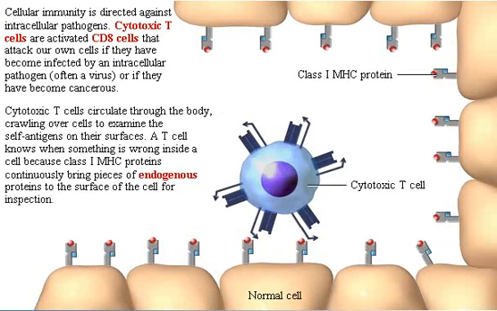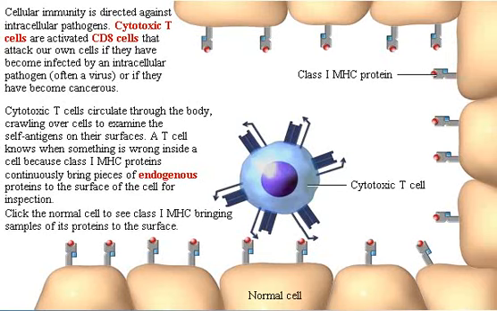As cytotoxic T cells circulate through the body, they crawl over the surfaces of all our cells, examining the self-antigens on their surface. How can a T cell know there is something wrong inside a cell by examining the surface of that cell? The answer is Class I MHC proteins, which continuously bring bits and pieces of endogenous proteins, that is, proteins from inside the cell, to the surface for inspection. Click the normal cell to see Class I MHC bringing samples of its proteins to the surface.